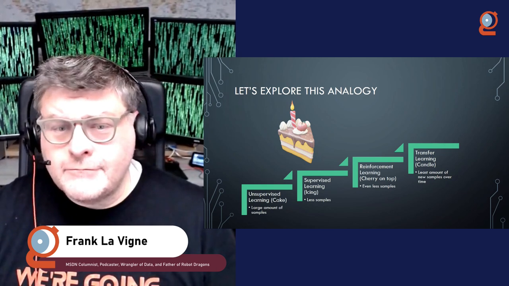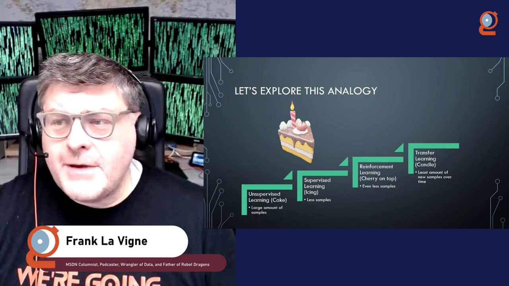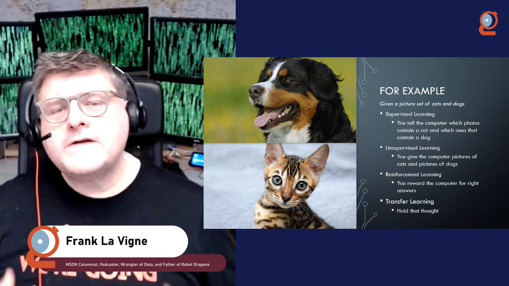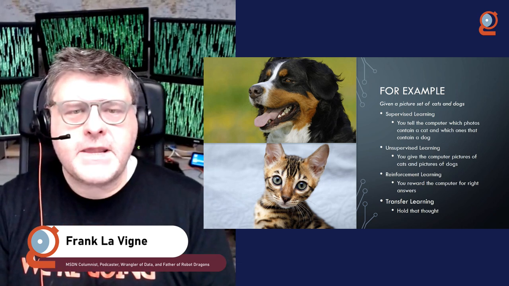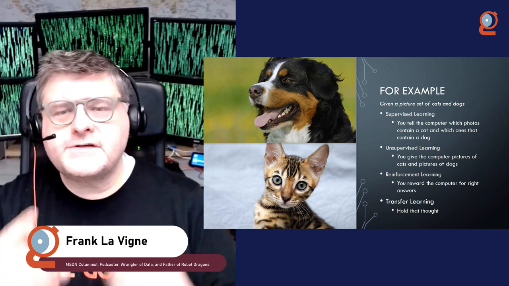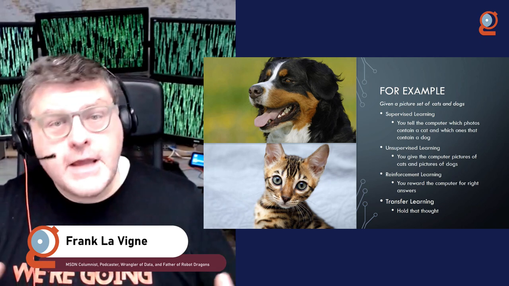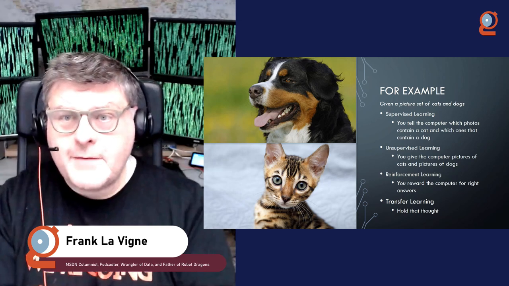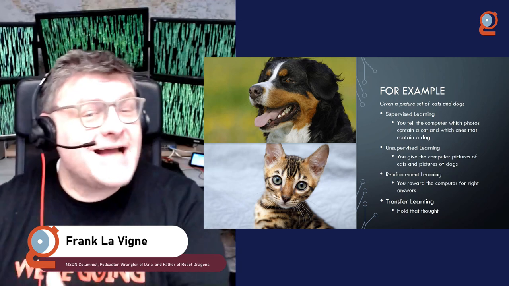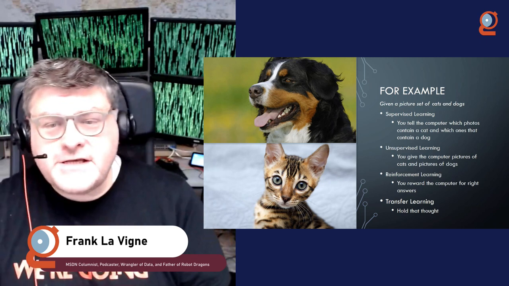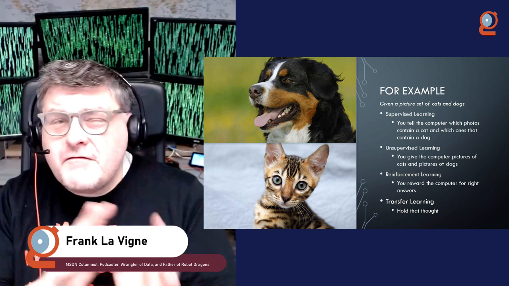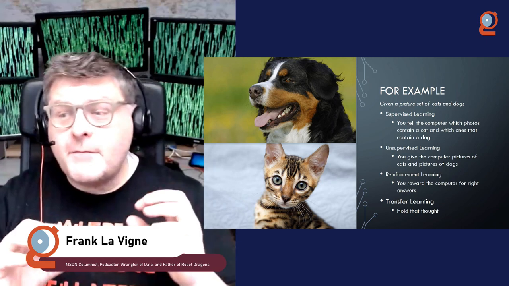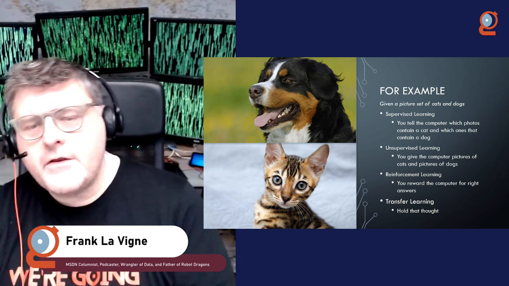Now, let's talk about that, right? Given a picture set of cats and dogs, what does this look like? Well, supervised learning is, you tell the computer which photos contain a cat and which ones contain a dog, right? And then given enough samples, it will be able to reverse engineer the differences between cats and dogs. Unsupervised learning is you just give it pictures of cats and dogs and you find some kind of property or multiple properties, and eventually the patterns will start emerging and they'll start clustering around that.